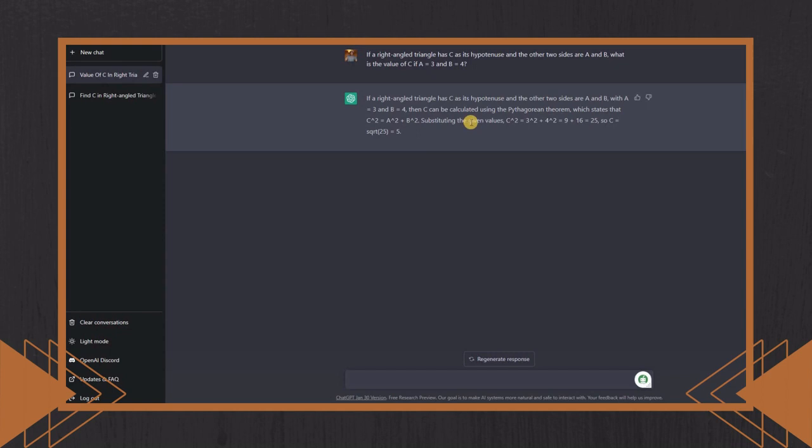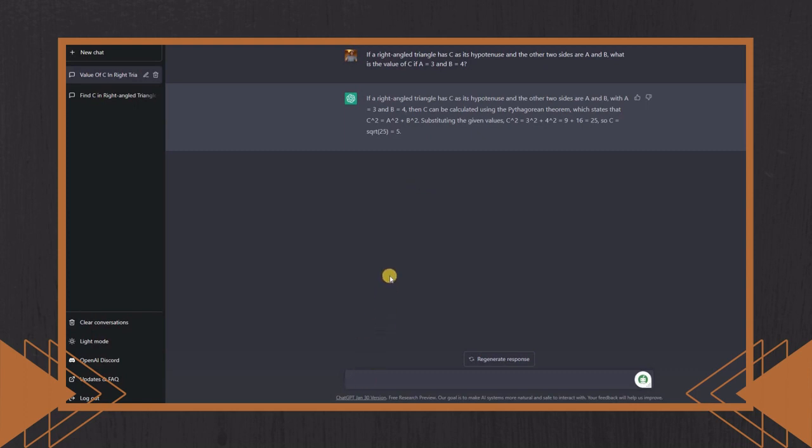And then it says substituting the given values, C square would now be equal to 3 square plus 4 square, equals 9 plus 16, equals 25. So C square is 25, so C is equal to the square root of 25, which is equal to 5. That's okay, but let me see if it can work something out a bit better.